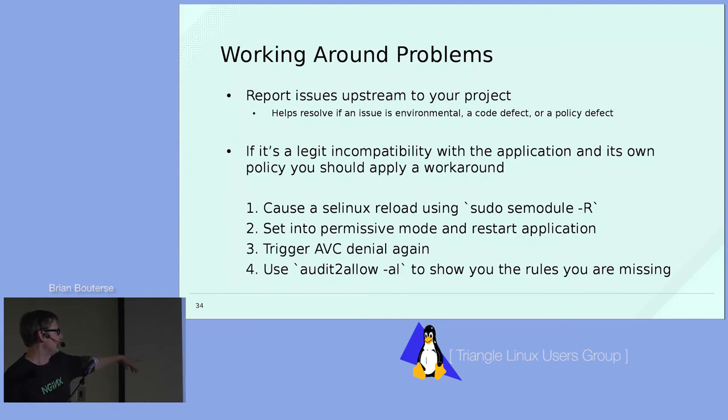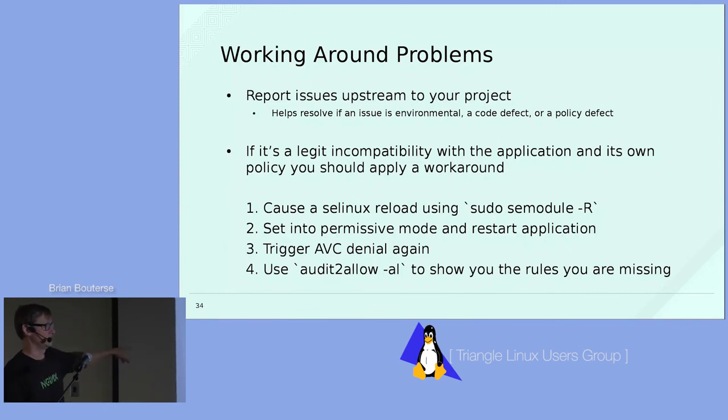And then you can set the application to permissive mode and restart the application. And you can trigger the AVC denial again. Maybe you have to use the application in a certain way for that to happen. And then you use this audit2allow tool. And this will show you the allow rules that would have allowed those things to run.